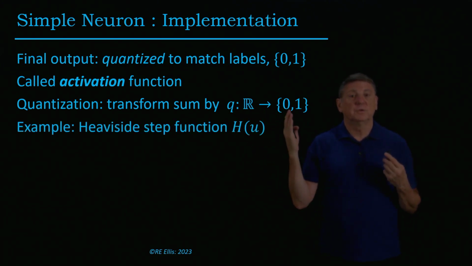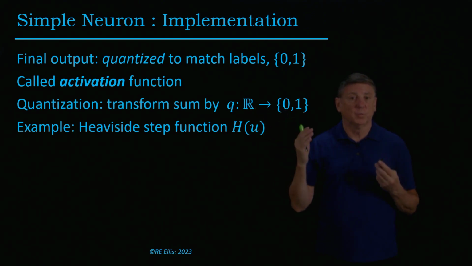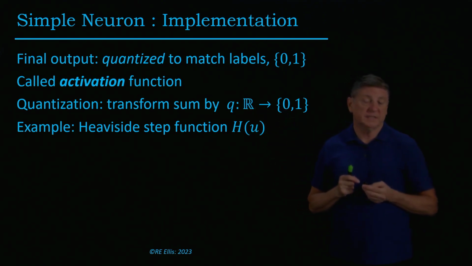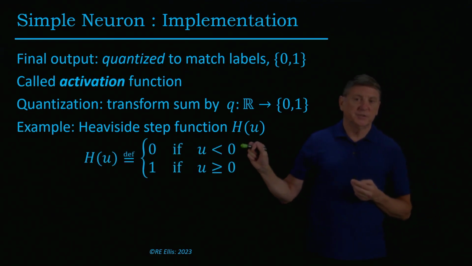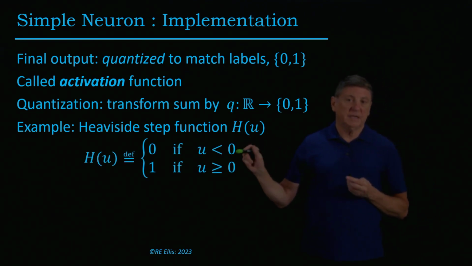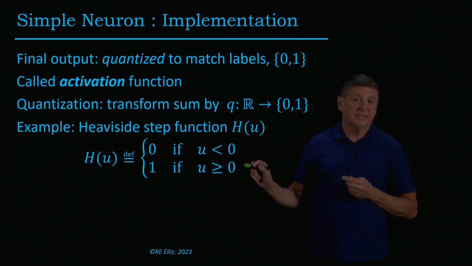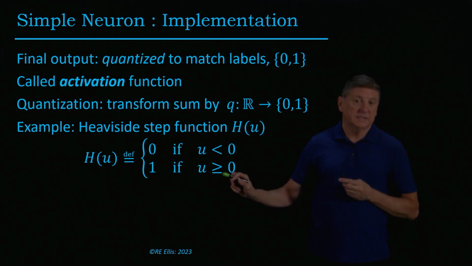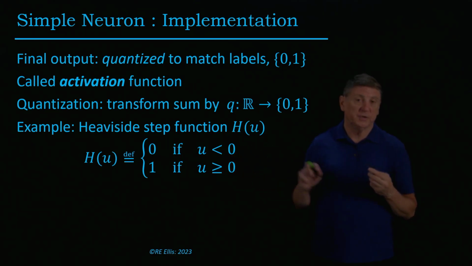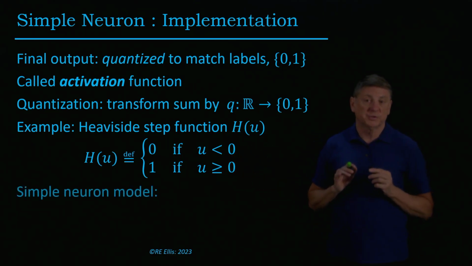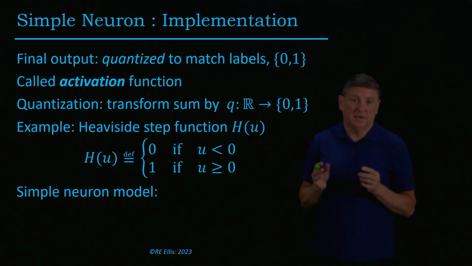So to map a real number to 0 and 1, it's common to use the Heaviside step function denoted by capital H. And this is 0 if the input argument is less than 0, and it's 1 if it's greater than or equal to 0. And note that in some contexts, this greater than or equal will be turned to a less than or equal here. So you have to read your sources carefully for this annoying detail.